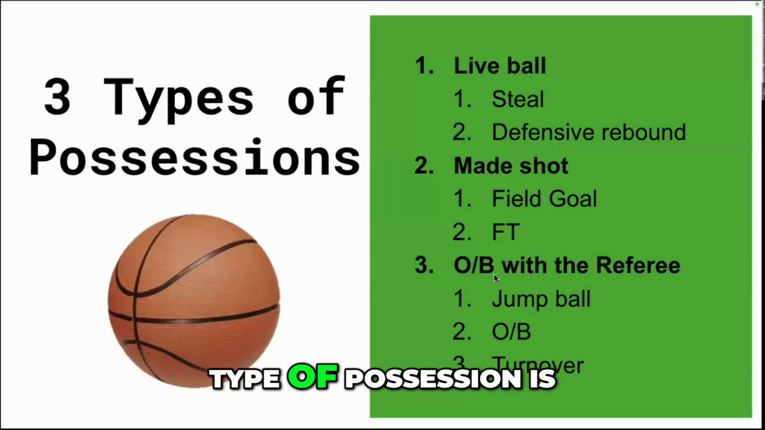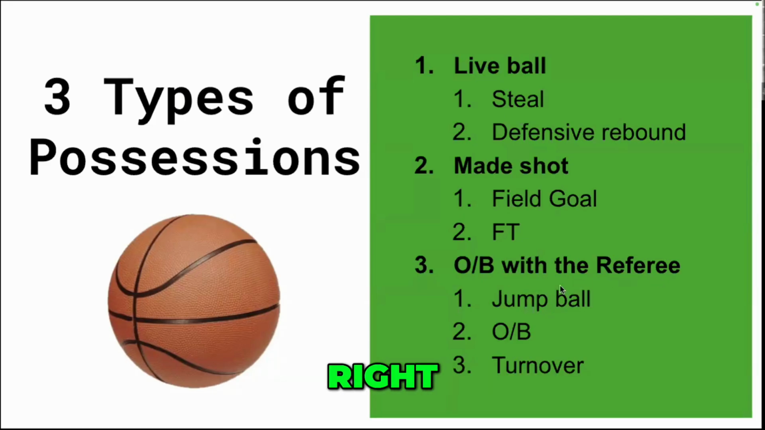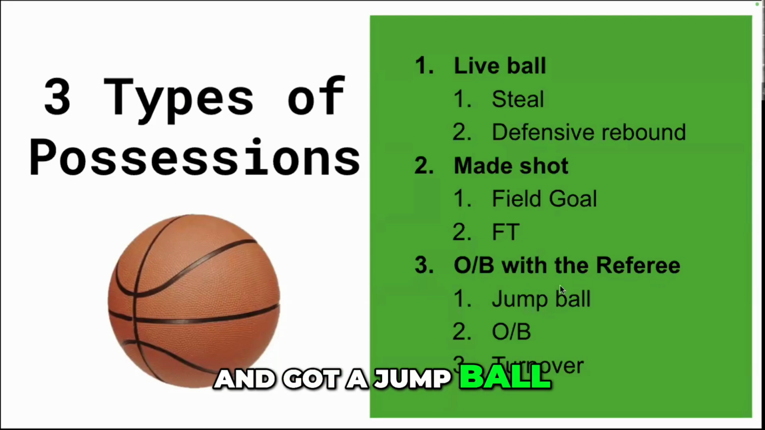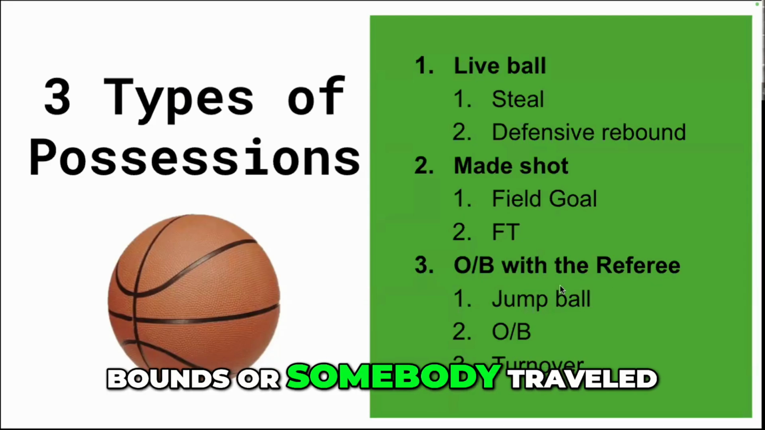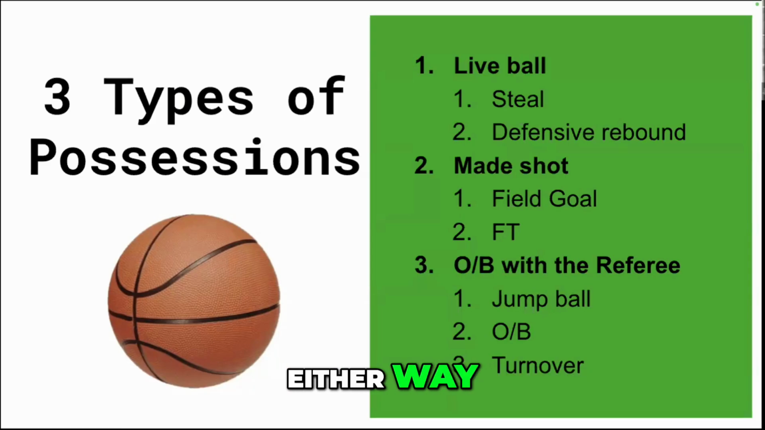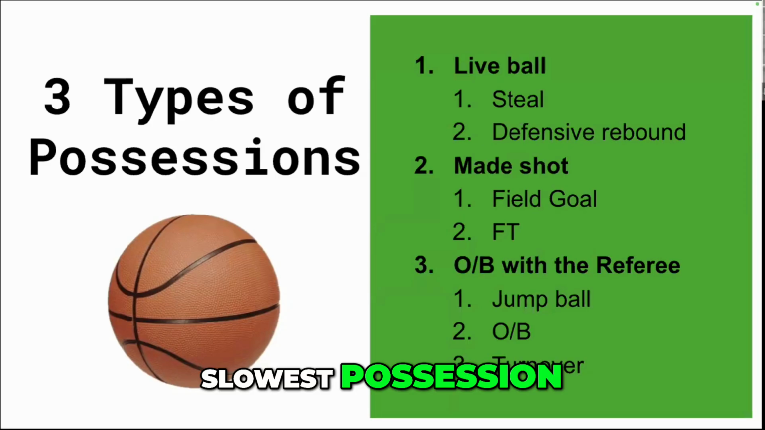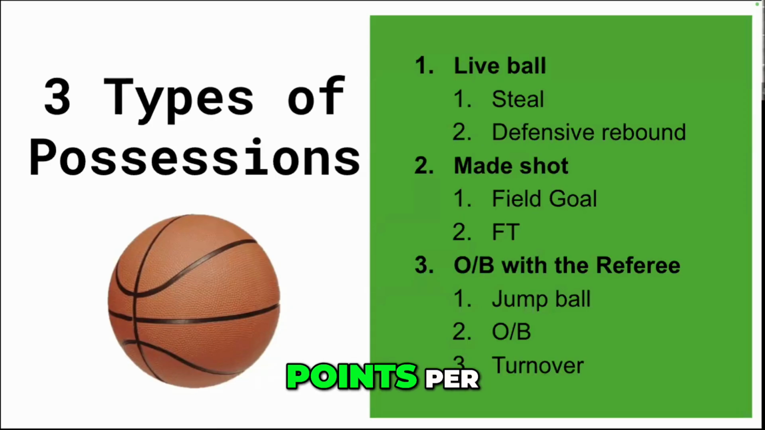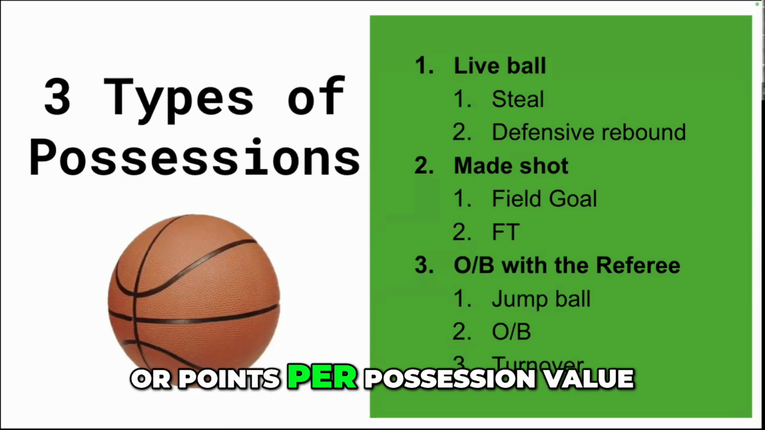And then the third type of possession is out of bounds with the referee, right? So we tied it up and got a jump ball. It went out of bounds, or somebody traveled and had a turnover. Either way, the referee had to touch it, check it into us before we could pass it. And this is the slowest possession. So this would seem to be where we would get our lowest points per shot or points per possession value.